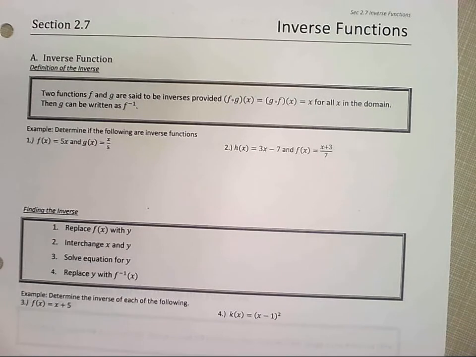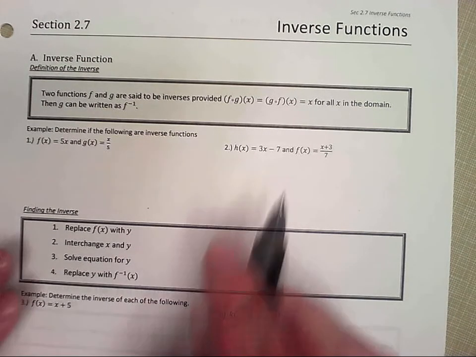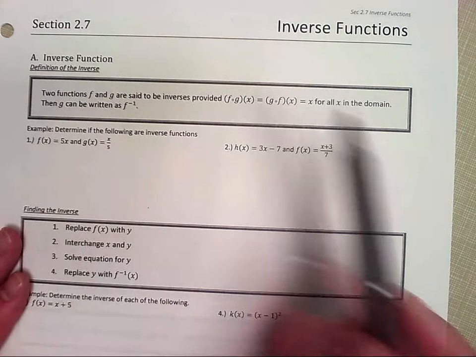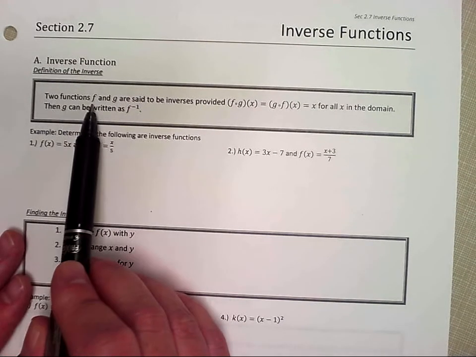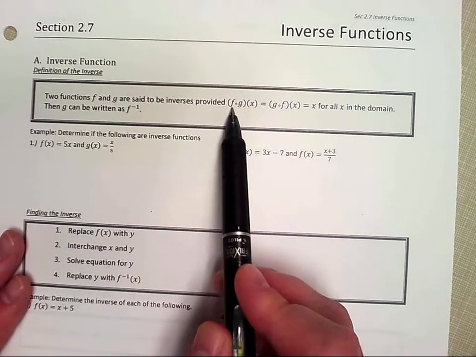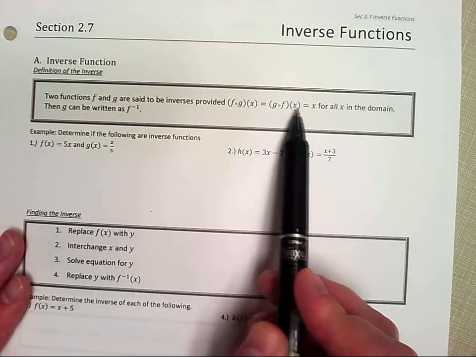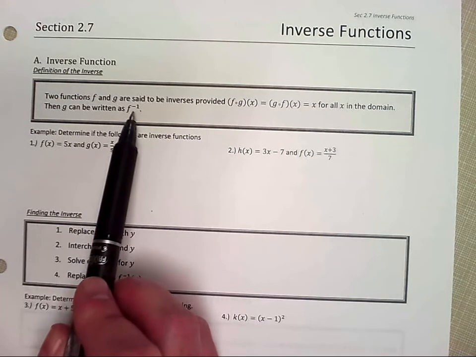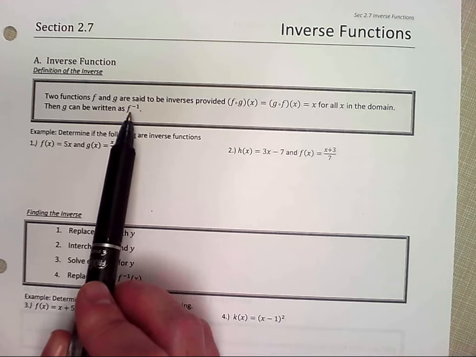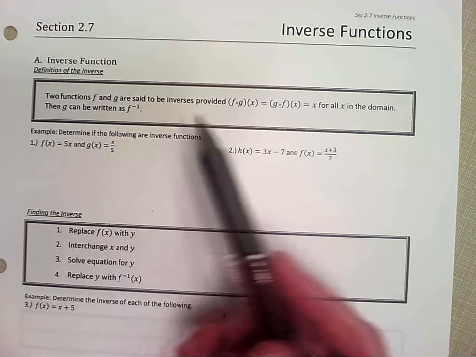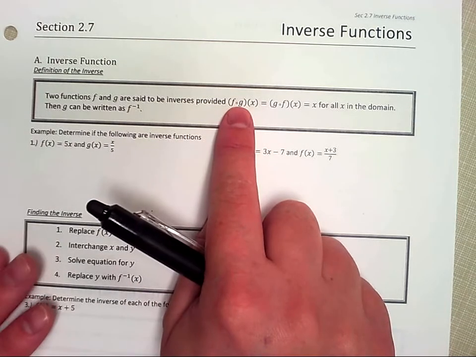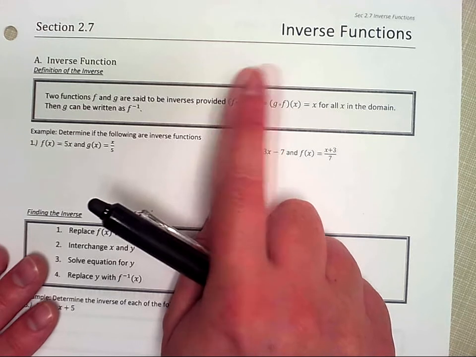All right. So 2.7 is inverse functions. We'll talk about the definition of the inverse. Two functions f and g are said to be inverses provided f of g of x equals g of f of x equals x for all x in the domain. Then g can be written as f inverse of x. Remember in the last section we said g of f of x and f of g of x are not equal? Well, in one situation they are equal, and that's when they're inverses. And they should equal your variable.